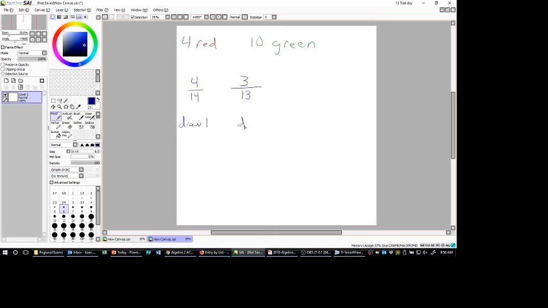Okay, so draw 1, draw 2. The first time you have a 4 out of 14 chance, because there's 4 red out of 14, and your second time there's a 3 out of 13 chance, because there's 13 marbles left, 3 red ones left. And in this case, the AND is multiplication. So 4 14ths times 3 13ths.